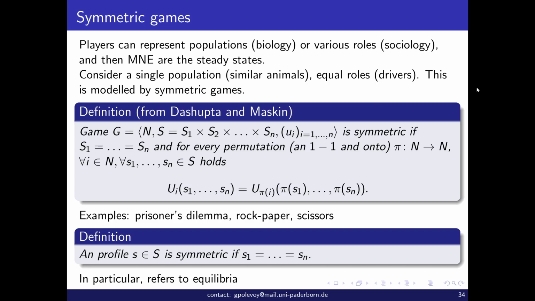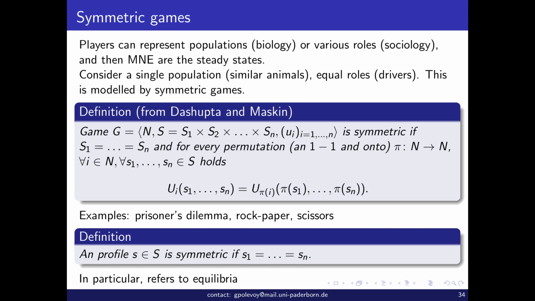So now let's talk about symmetric games. Players can in general be used to represent a population. The player is not a single entity, but rather a typical entity among a certain population of animals when we talk about biology, or a certain population, certain kinds of people, say people who do this or do that, when we conduct a sociological analysis. In that case, mixed Nash equilibria can be seen as steady states of the average of those behaviors of various animals, people, and so on.